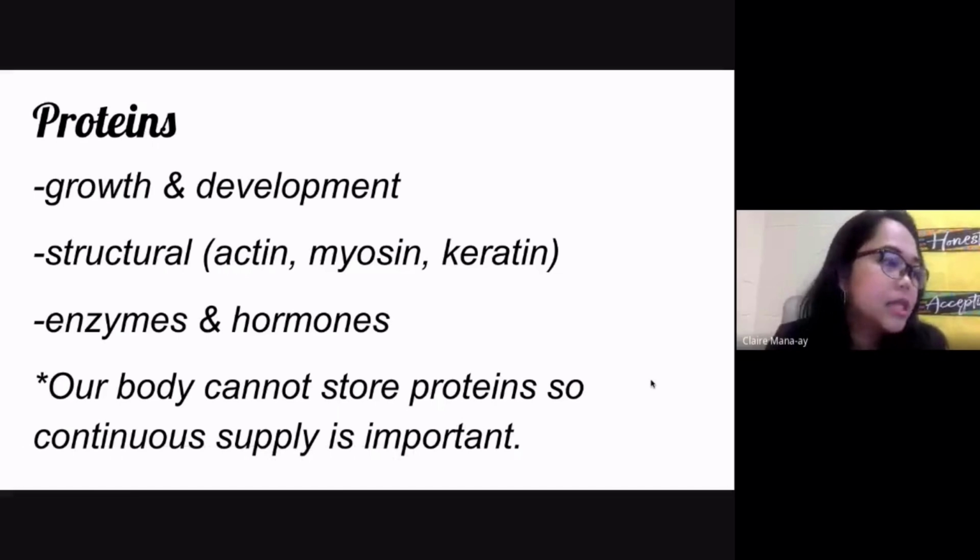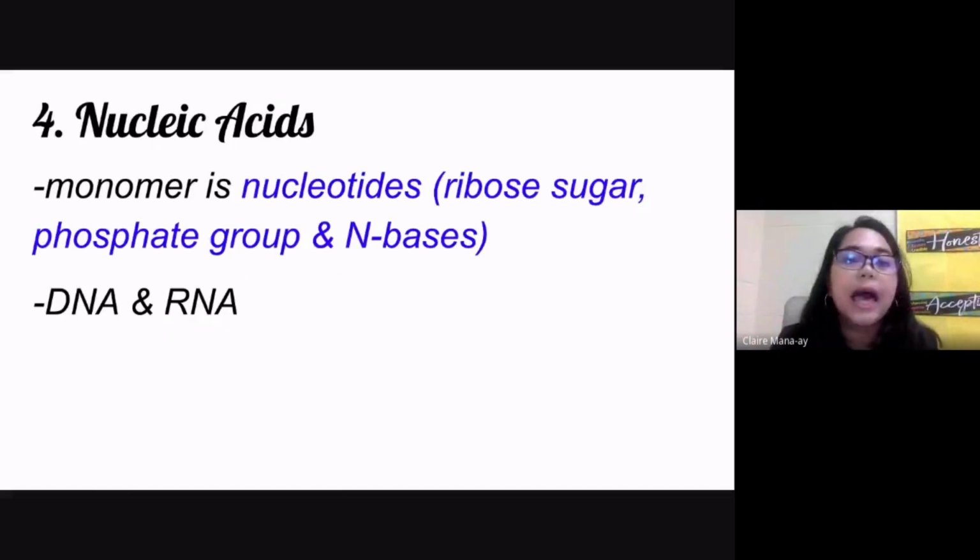Okay, so that's everything for your proteins. Now, the last type of biomolecule here would be your nucleic acids. Your monomer for this would be your nucleotides. Now, when you say nucleotides, it is made up of three very important components. The first one would be your ribose sugar. When you say ribose sugar here, this is a type of sugar that has 5 carbon atoms. It also has a phosphate group and nitrogen bases, or nitrogenous bases.